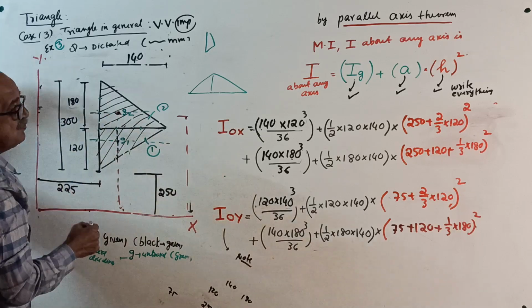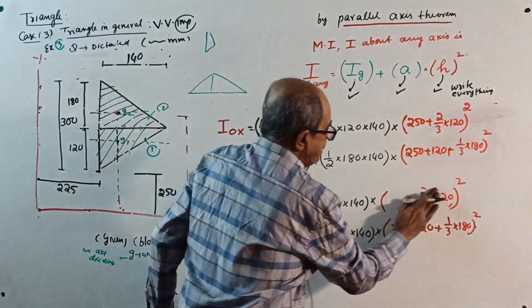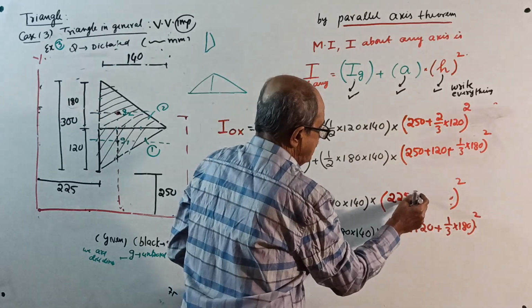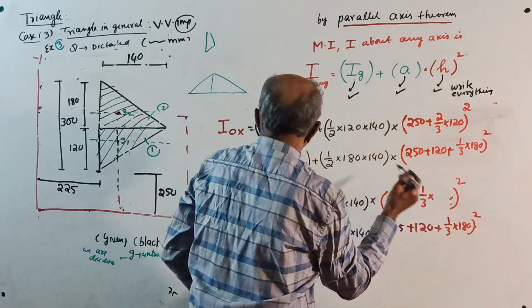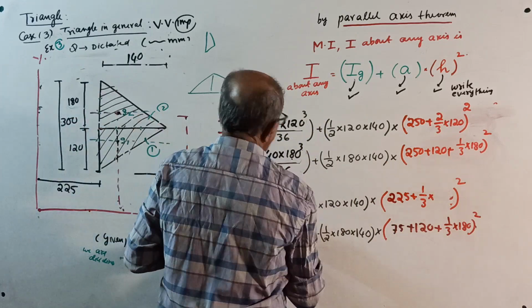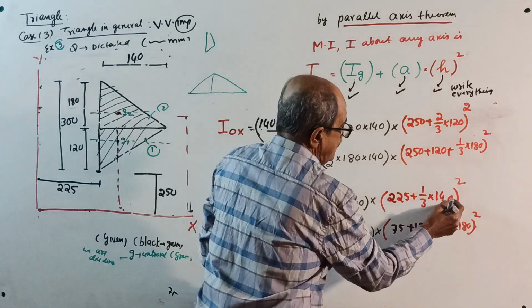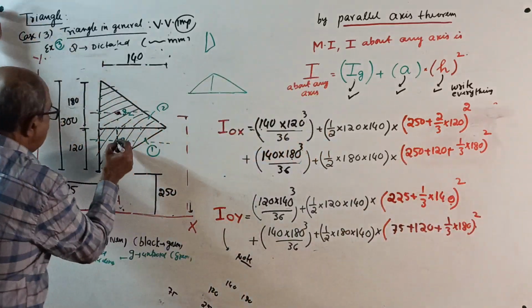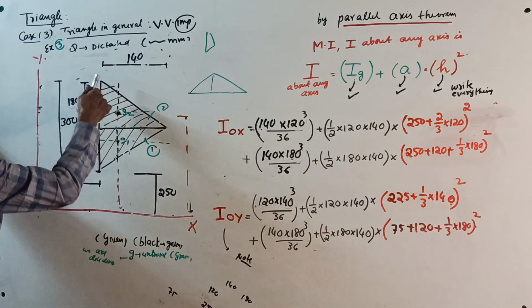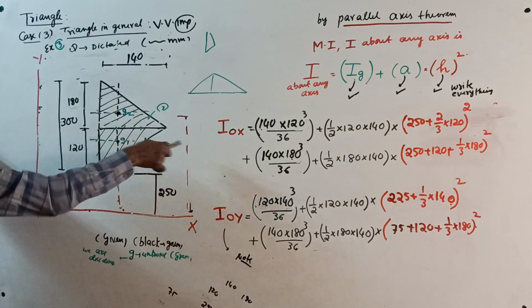From the centroid to this axis is 225 plus 1/3 of 140. 225 plus, question changed. You take this question, what I gave you, take that question, plus 1/3 of 140, 140 square. Then for this one, I about its own axis here. 180 into 140 cube.